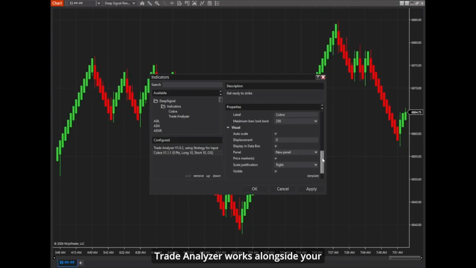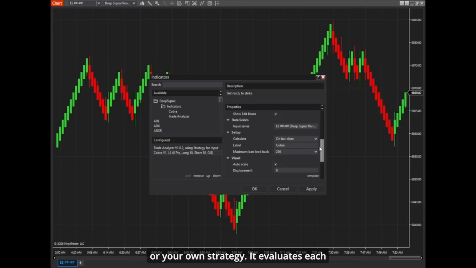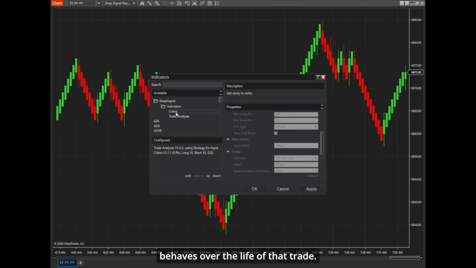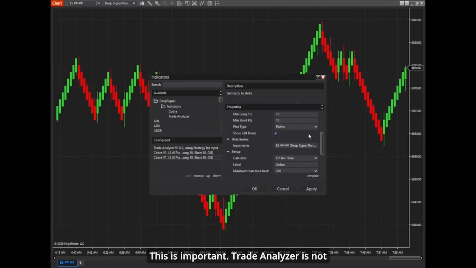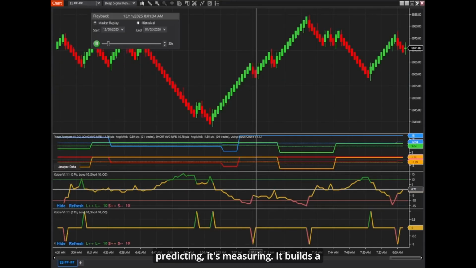Trade Analyzer works alongside your signal generator, whether that's Cobra or your own strategy. It evaluates each trade after entry and tracks how price behaves over the life of that trade. This is important. Trade Analyzer is not predicting, it's measuring. It builds a statistical profile of how your edge actually performs.